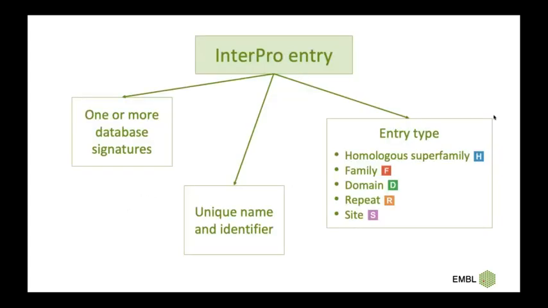So before I carry on, I just want you to have in mind the following. An InterPro entry is an umbrella to one or more database signatures from the InterPro consortium. It has a unique name and a unique identifier, and it has been assigned an entry type, which can be a homologous superfamily, represented by the letter H, F for family, D for domain, R for repeats, or S for site.